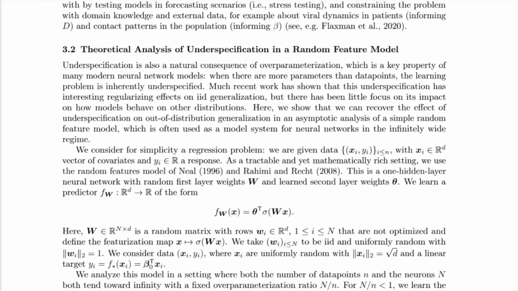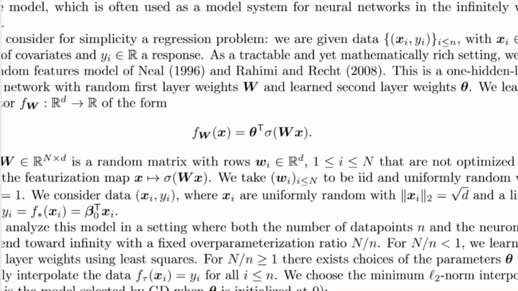So the next thing they do is they analyze this in a theoretical model. So they have this theoretical model right here. This is kind of a two-layer neural network where the first layer is completely random, okay? This is random, this is not trained. What's trained is this thing right here.